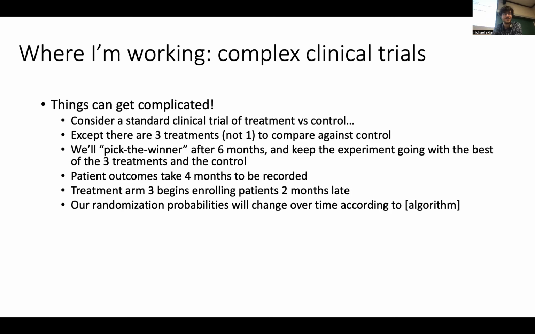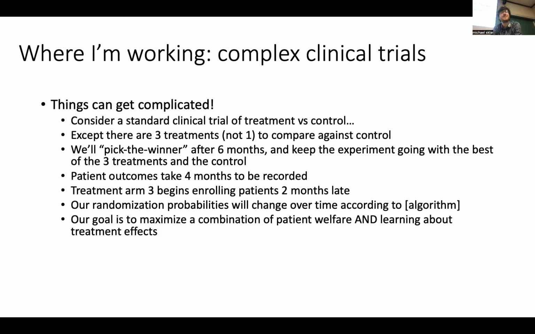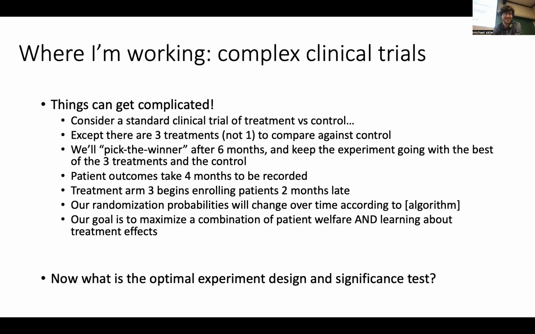Okay, let's make it even more complicated. Let's give randomization probabilities, which now change between these arms. We can have an algorithm for doing that. Maybe it's given to us. Maybe it's something that we should be deciding. Maybe our goal here is not only to maximize the information we get from the trial, but also the welfare of the patients as we're doing it. Oh my goodness, what a headache. What is the optimal experiment design and significance test?